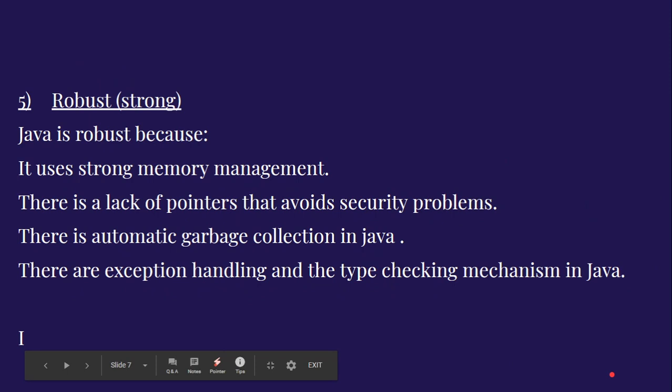And then Java is a robust technology because it has strong memory management. Whatever data you store in the memory has to be managed properly, then only the system can work efficiently. Since Java doesn't have any pointers concept, the security here is very high.